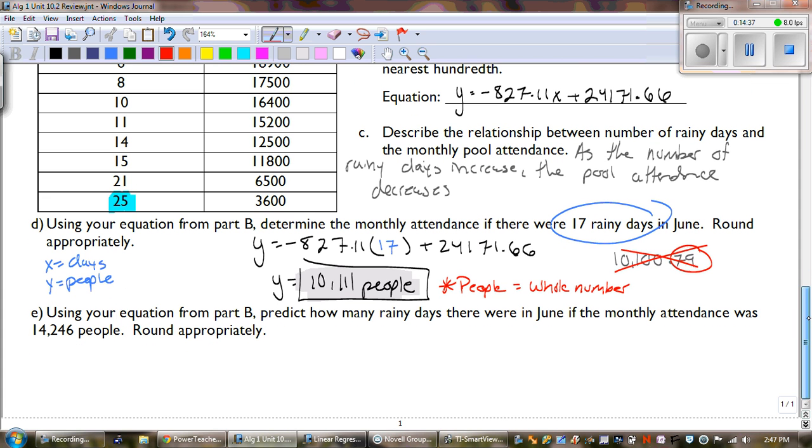All right. Using your equation from part B, predict how many rainy days there were in June if the monthly attendance was 14,246. Okay, so now they're telling us the Y. So just remember that X equals the days, Y equals the people. Okay, so we're going to set this up. They're telling us the number of people that attended, and we're going to set that equal to our equation.